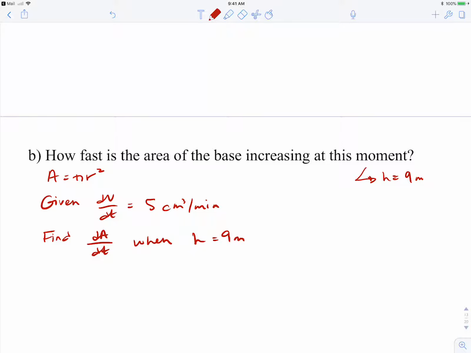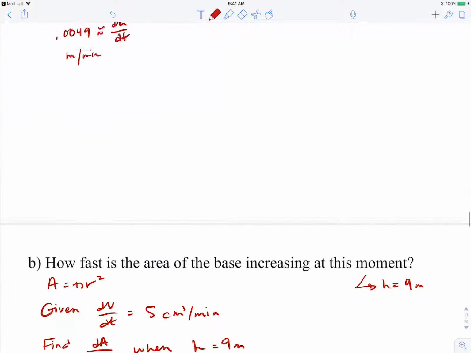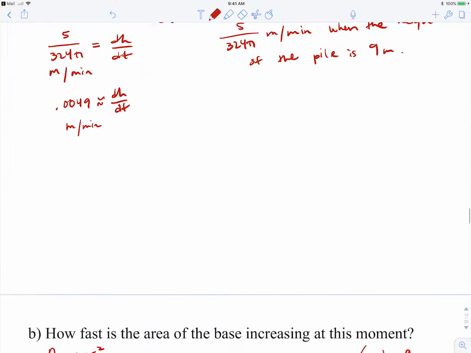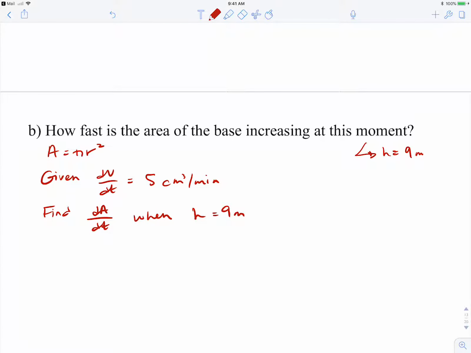So we want to rewrite, there is an r though. We can't plug in 9 meters anywhere, but since h is equal to 9 meters, we know the relationship between h and r. So that means that r is equal to 18 meters. Okay, so we've stated what's given, we've stated what we need to find. We're ready to find the derivative.